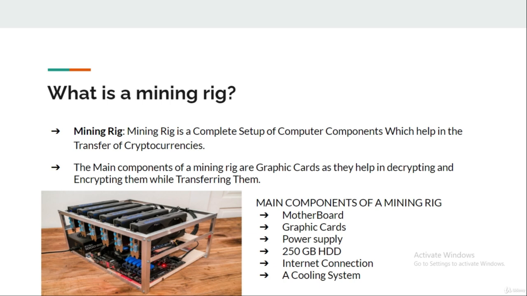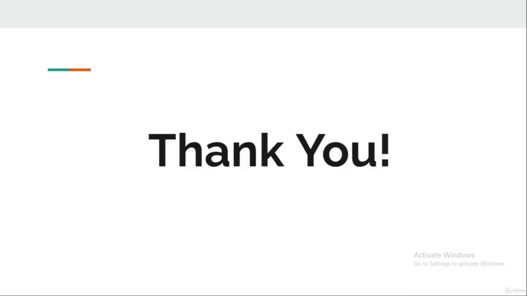as an Ether wallet usually takes up to 25 GB and a Bitcoin wallet requires up to 50 GB or more. Internet connection. Well, an Ethernet connection is more recommended, but a wireless connection will also work fine. And a cooling system, as these graphic cards generate a lot of heat. In this figure, we can see a 6 GPU mining rig. 4 or 8 GPU mining rigs are also available. You can also find them on shopping websites like Amazon, or you can make them yourself.